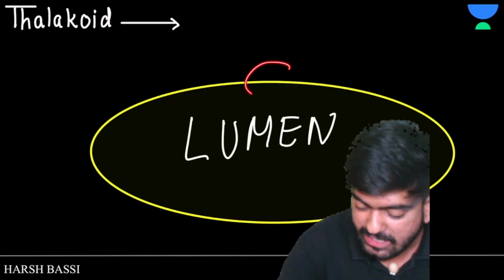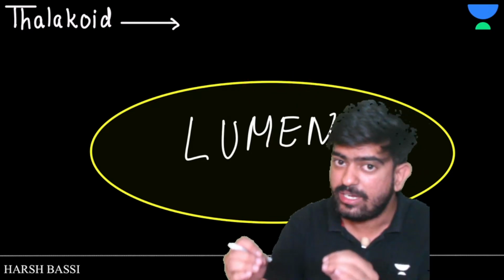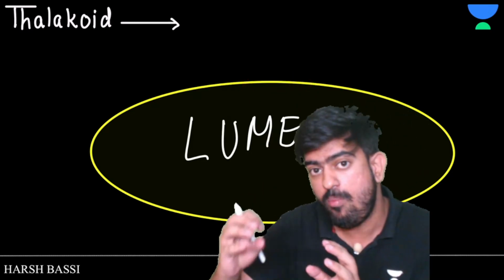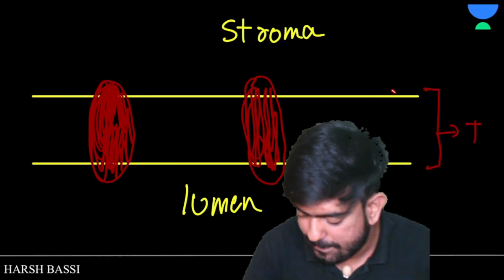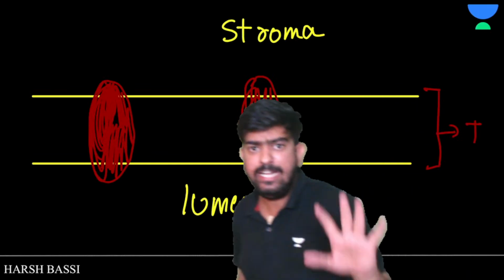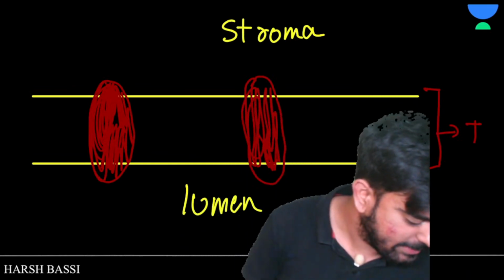So instead of making a single line, I have made it in the form of lipid bilayer, right? Clear to everyone? Any doubts? Anyone? Let me know in the comment section.